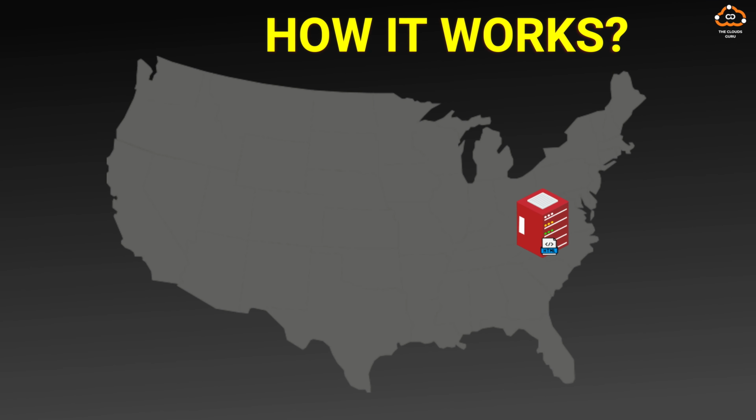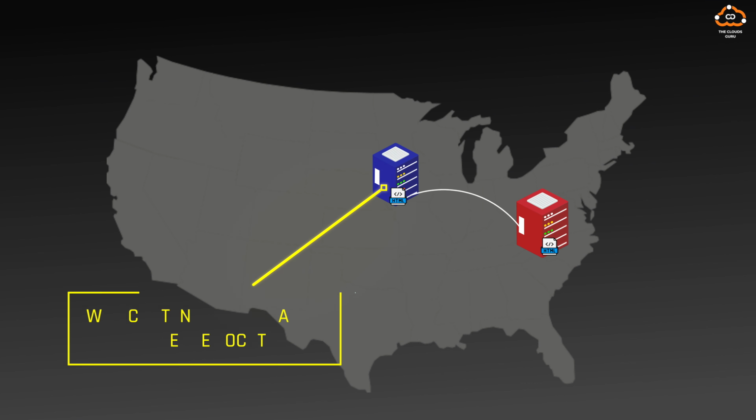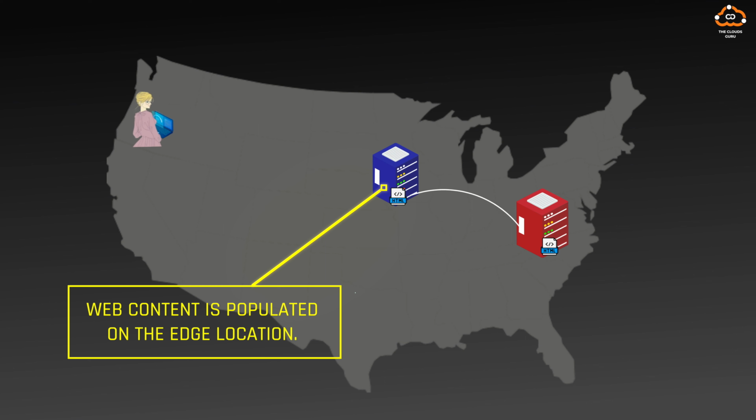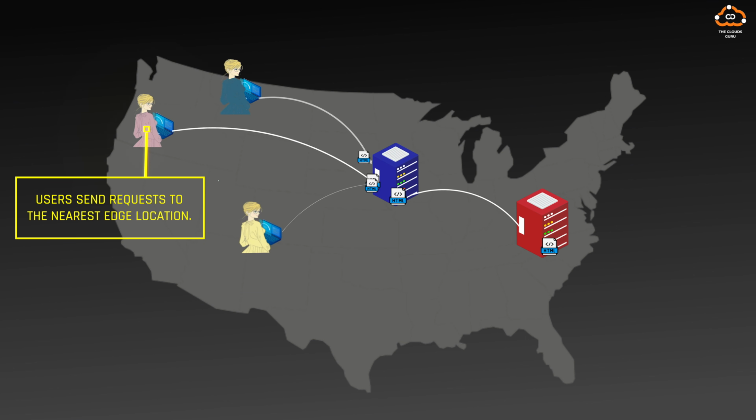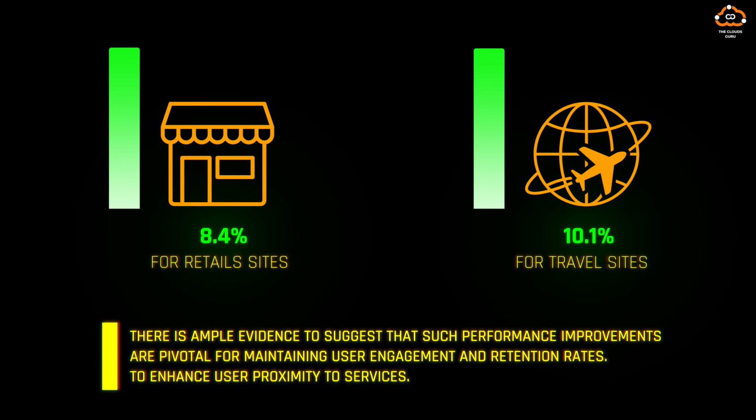At its core, a content delivery network or CDN optimizes the delivery of content by minimizing the distance to the end user. This enhancement in proximity significantly elevates the performance metrics of a web service from the user's perspective. There is ample evidence to suggest that such performance improvements are pivotal for maintaining user engagement and retention rates.